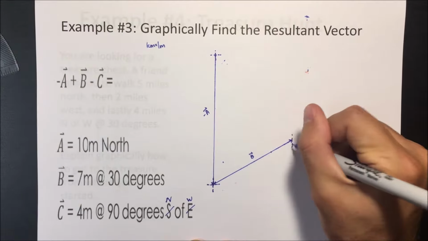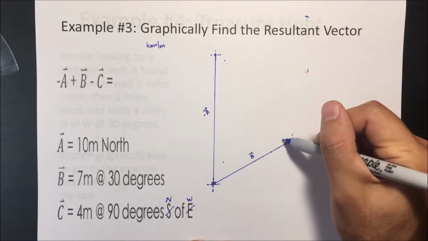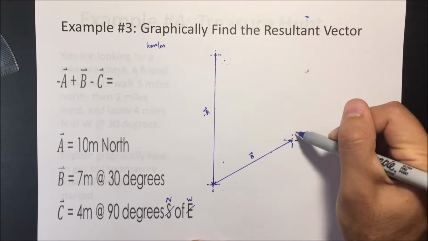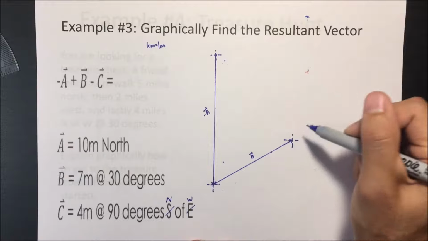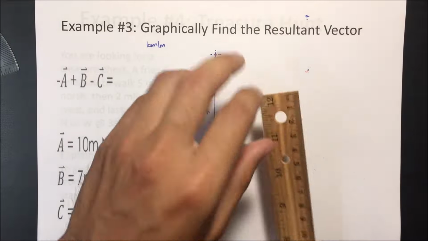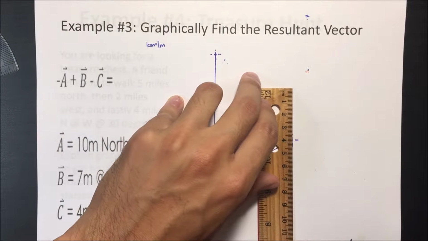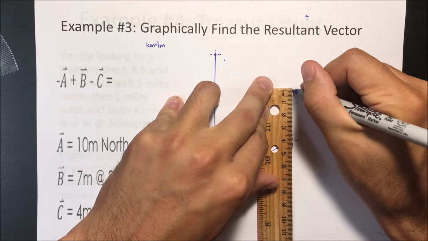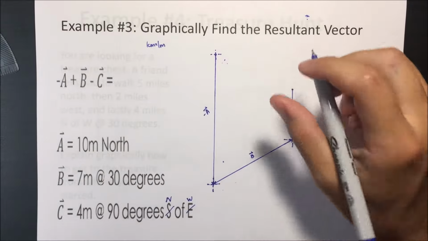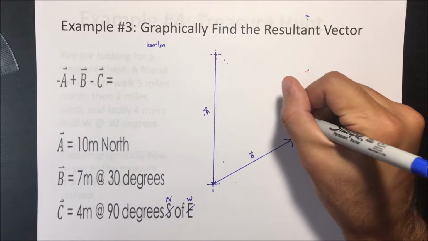So again, let's look at this. West is over here. We're going to go north 90 degrees. So it's going to be going straight up 90 degrees. So I'm going to go 4 meters straight up. Okay. And this is negative C.